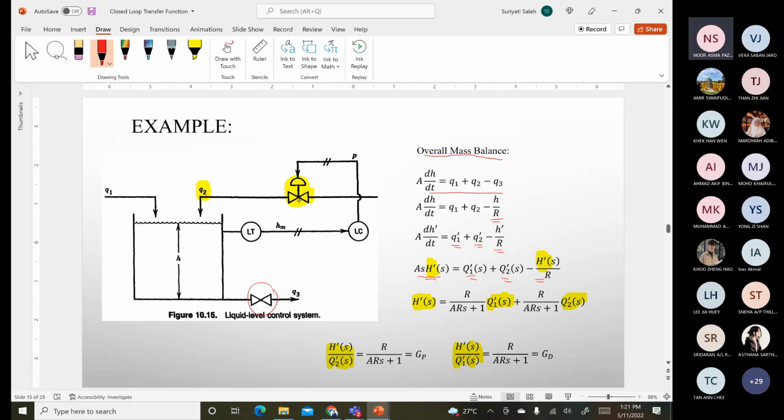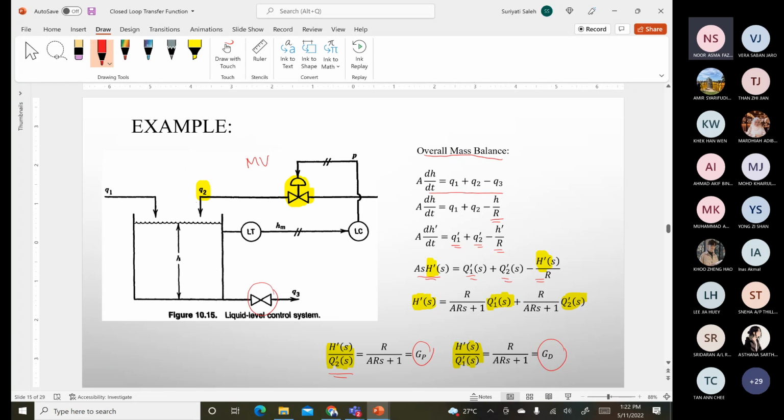So when the Q2 line has the valve, that means this is your manipulated variable. So the H over Q2 is your GP. And the H1 over Q1 becomes your disturbance transfer function. So once you obtain the R, the resistance value, the cross-sectional value, then you can substitute into the equation and get the first order.